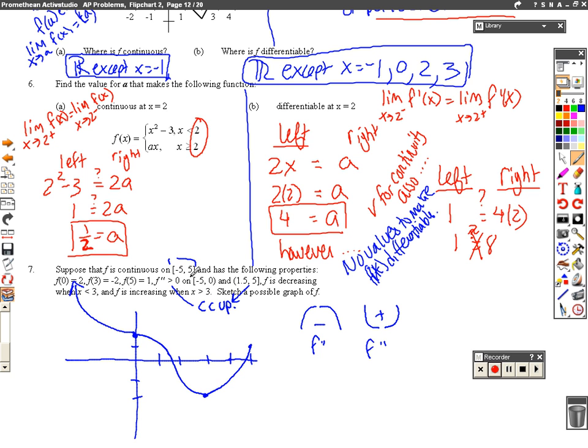One thing I kind of messed up right here, these are closed brackets. So I put an arrow on the end here, but at negative 5, there really should actually just be a dot. And over here at 5, there's a dot, which makes it closed.